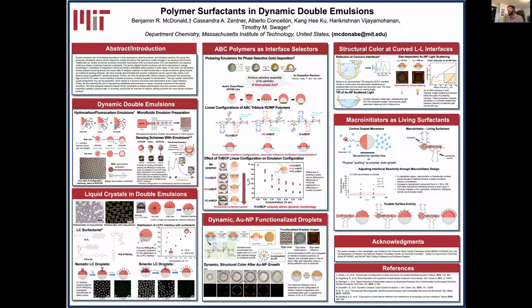What's really interesting about these materials too is that the fluorocarbon and hydrocarbon phases have different refractive indices, right? And as you may well know, when you have two phases that have two refractive indices, at that interface refraction occurs, right? The same way the pencil in a glass of water bends, excuse me, with these interfaces.